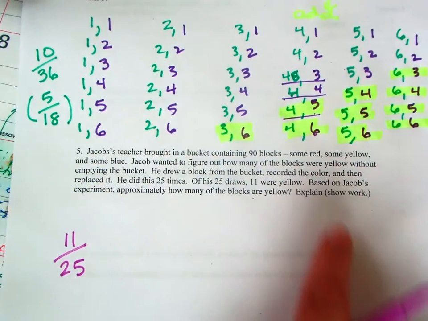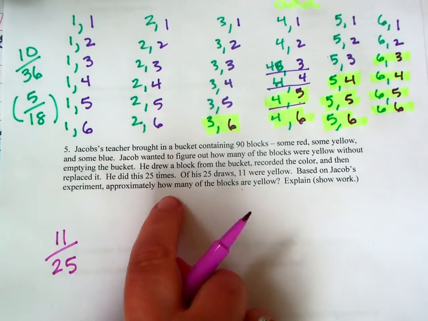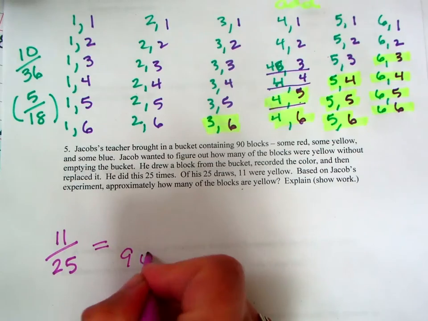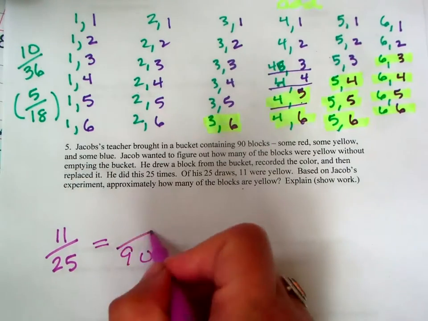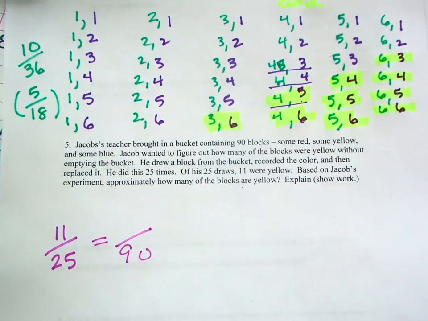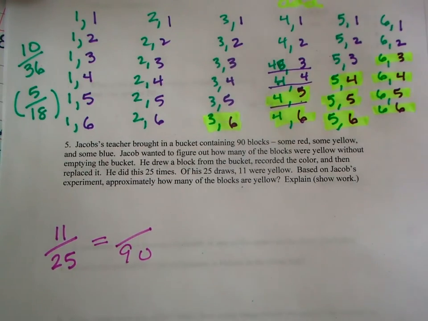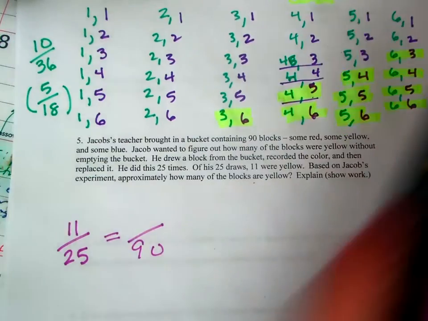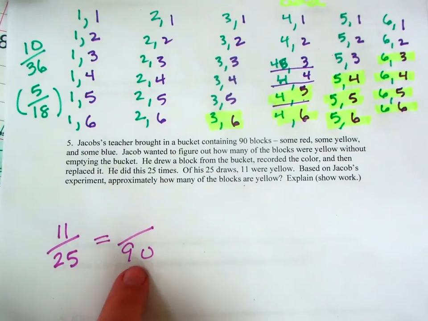Okay? Now based on his experiment, we need to approximate how many of the blocks are yellow. So we know there's a total of 90 in here. And on this one, I'm going to use a calculator because, of course, I thought I grabbed it, but I didn't. So I know this one isn't going to be exact. Oh, unfortunately, the cat sat on it. So anyway, this one's not going to be exact.